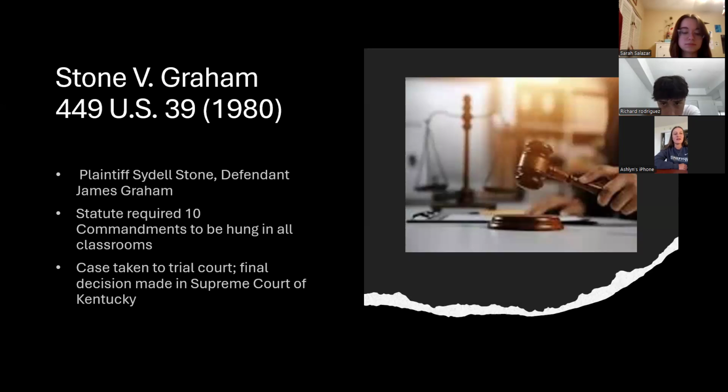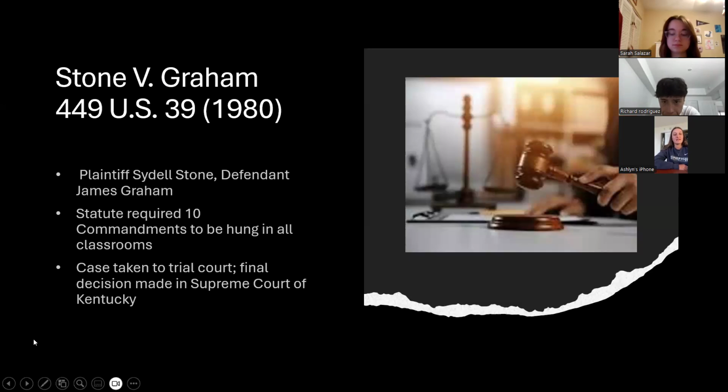The parents believed having a posting required in each room from a religious text was violating the Establishment Clause of the First Amendment. The argument they took to court was that these postings of the commandments were pushing a religion on the students, and that the purpose was no part secular and completely religious.